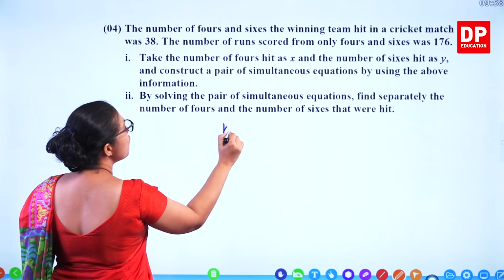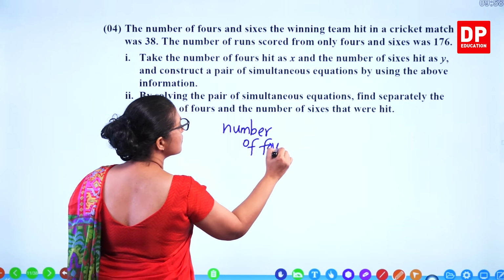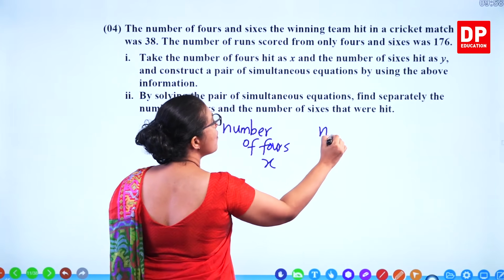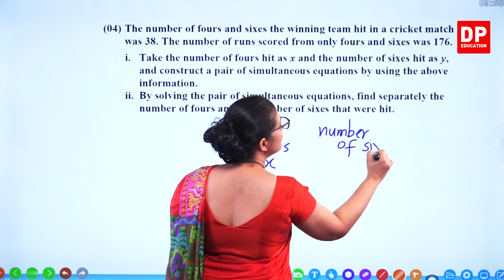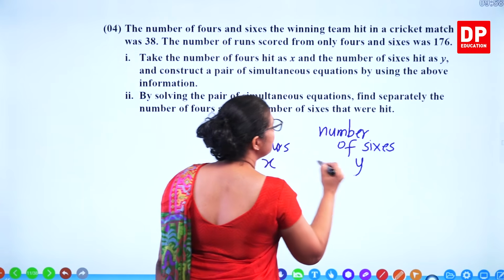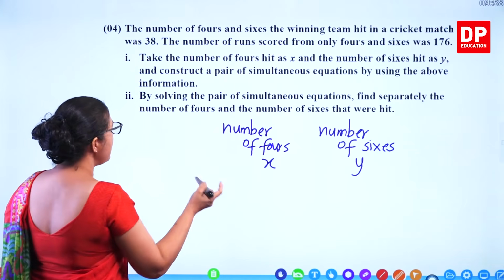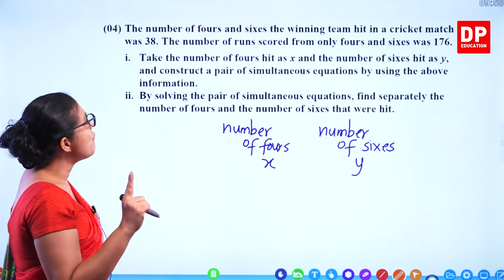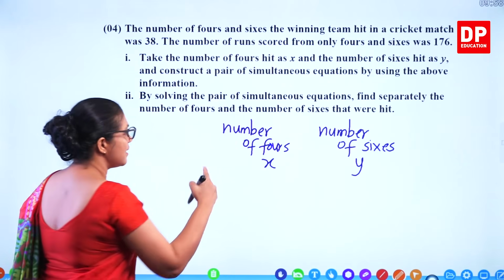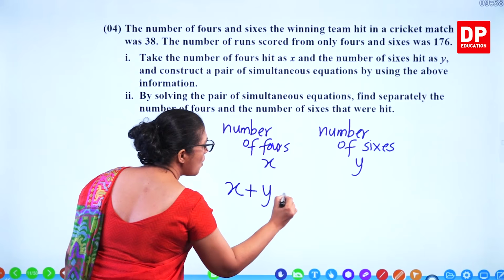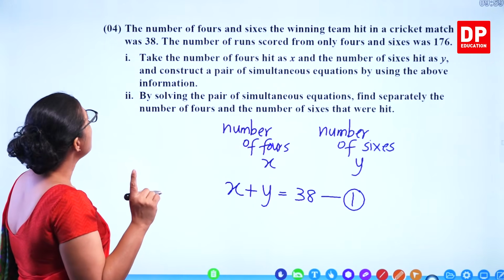It says the number of 4s is x and the number of 6s is y. Then you can construct the two equations. So read it again. It says the number of 4s and 6s the winning team hit in a cricket match was 38. That means the total, x plus y, is 38. That's the first equation. And read the second one.